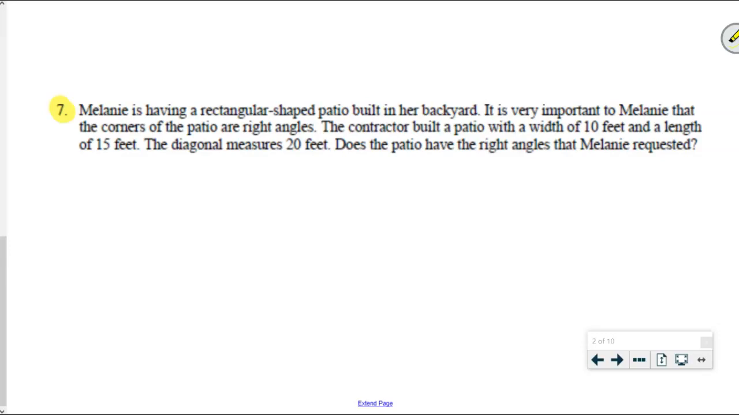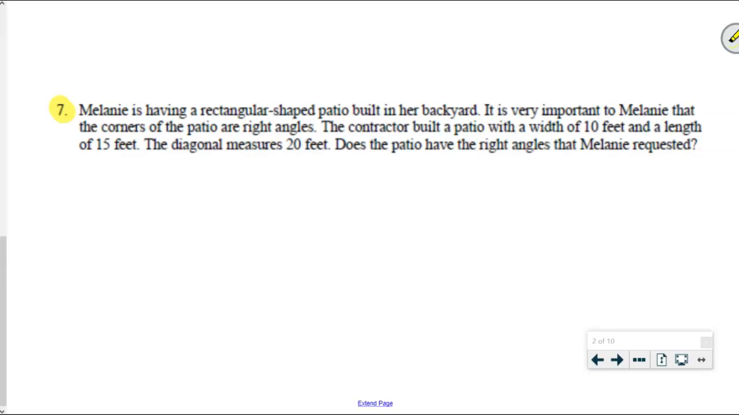Melanie is having a rectangular shaped patio built in her backyard. It is very important to Melanie that the corners of the patio are right angles. Remember in our video from Math Antics how they talked about the Pythagorean Theorem but also said it's a great way to test if it's a right triangle? You need to test if this is going to be right angles. The contractor built a patio with the width of 10 feet, a length of 15 feet, and a diagonal of 20 feet. Does this patio have right angles?